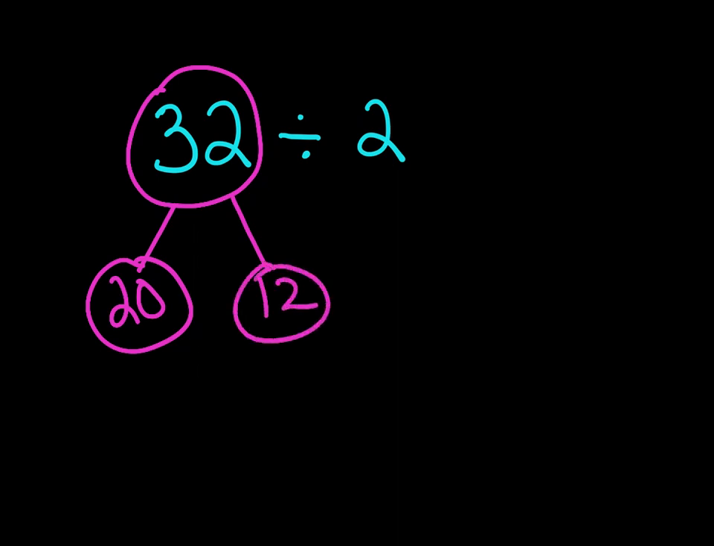Now we can divide by 2. 20 divided by 2 is 10, and 12 divided by 2 is 6. When we put these two quotients together, we're going to get the main quotient of 16.